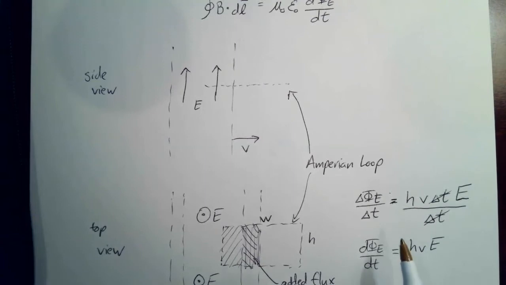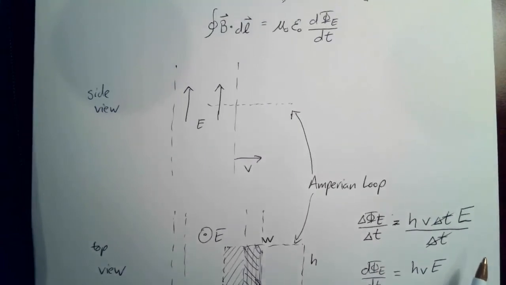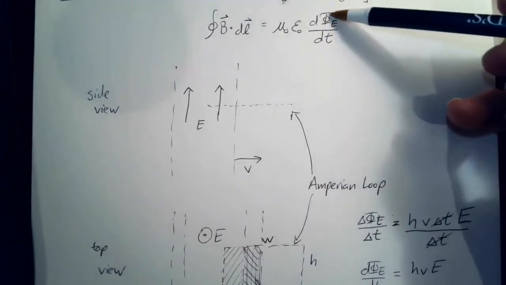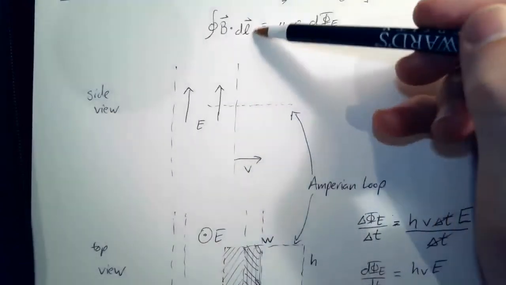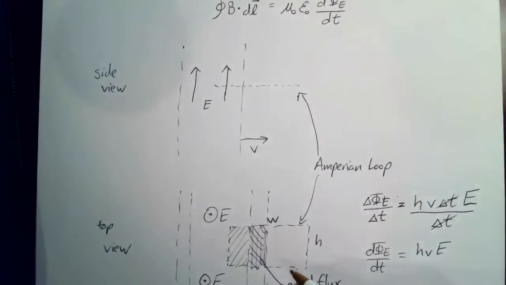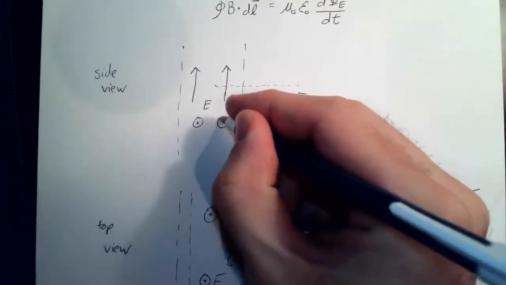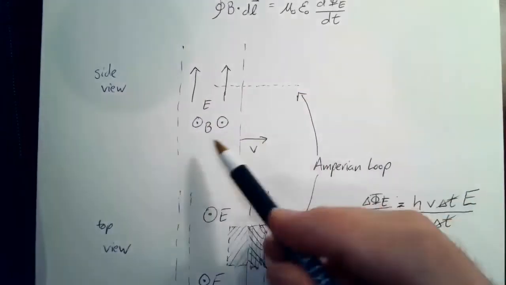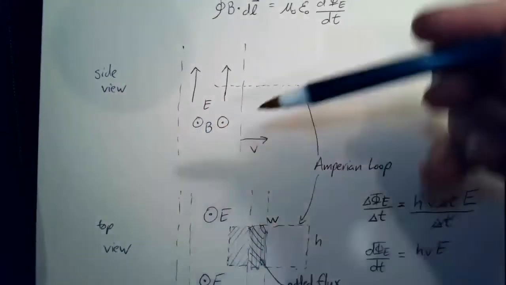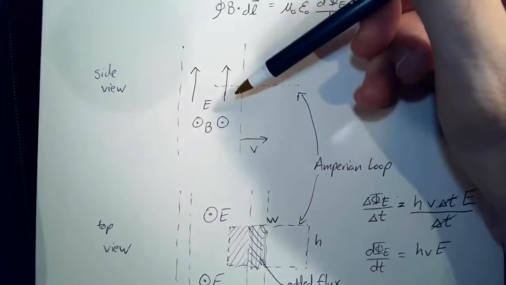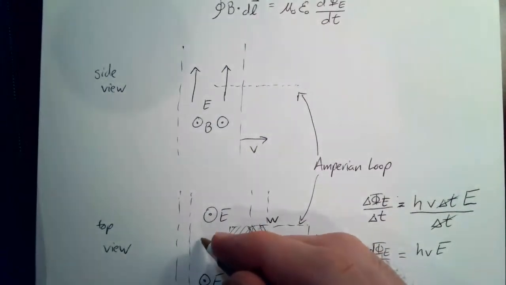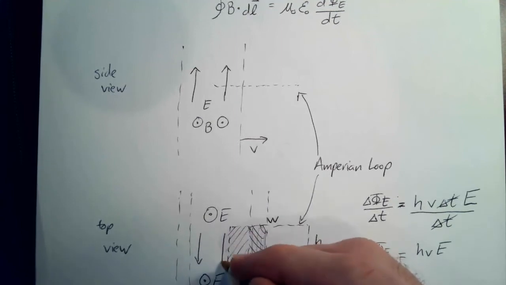Okay, so back to the Ampere-Maxwell law, we have this equation for the rate of change of the electric flux. So we found the right-hand side of our equation. Now we need to find the left-hand side by integrating B around our loop. So remember, B was pointing towards us when we were looking at it from the side. So now when we're looking at it from above, it's pointing this way.